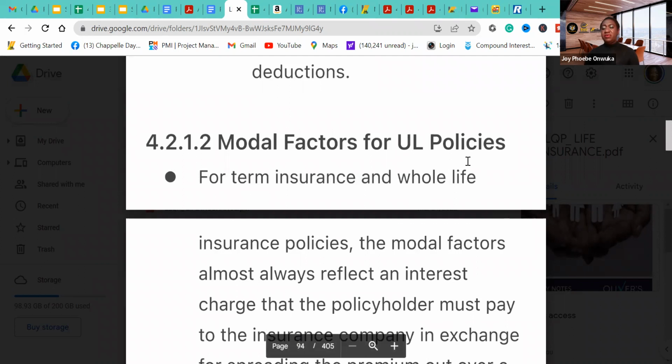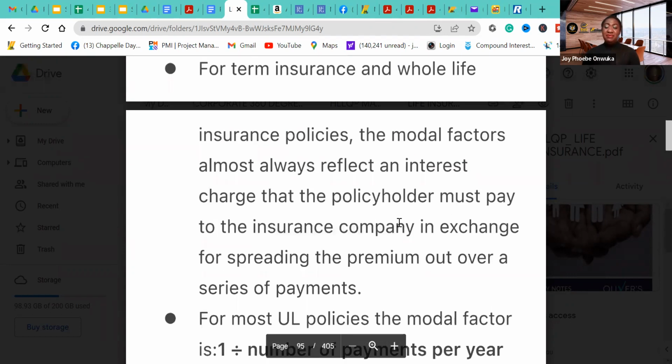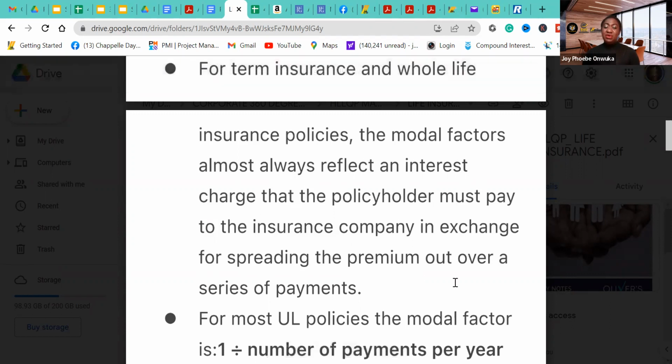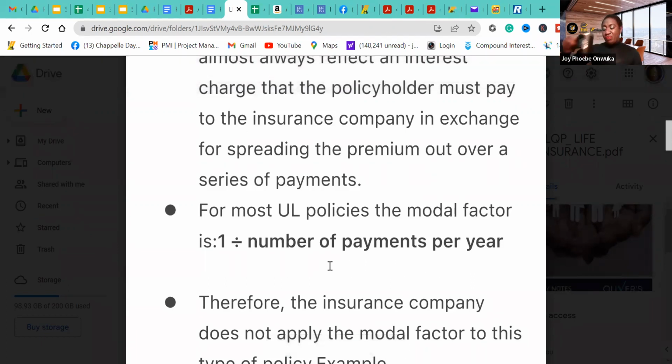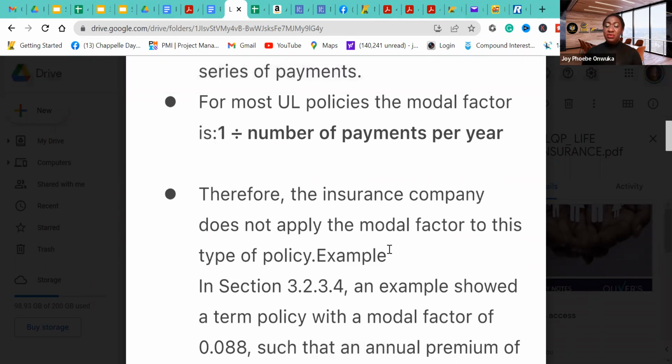Okay, modal factor for LLQP policies. Remember modal factor? If you don't remember, then you should go back. Anyways, we'll learn it more here. For term insurance and whole life insurance policies, the modal factor almost always reflects an interest charge that the policyholder must pay to the insurance company in exchange for spreading the premium out over a series of payments. All right. For most LLQP policies, the modal factor is 1 divided by the number of payments per year. Therefore, the insurance company does not apply the modal factor to this type of policy.